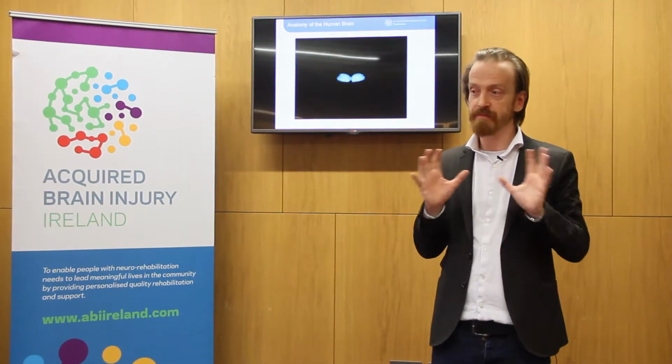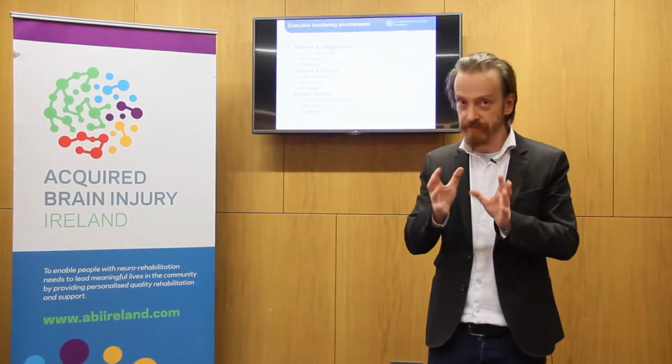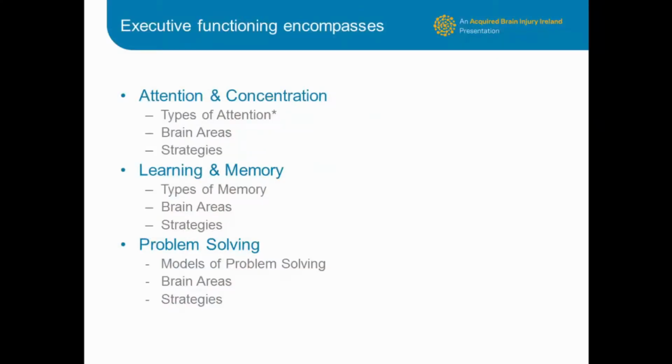So in terms of the areas of cognitive function, we're going to look at attention and concentration, those types of attention and concentration, brain areas and strategies. We're going to look at learning and memory, the different types of learning and memory, the brain areas involved, and the strategies that work for those. And then problem solving, we're going to look at some models of problem solving, brain areas involved in that process, and then the strategies that work well for that.